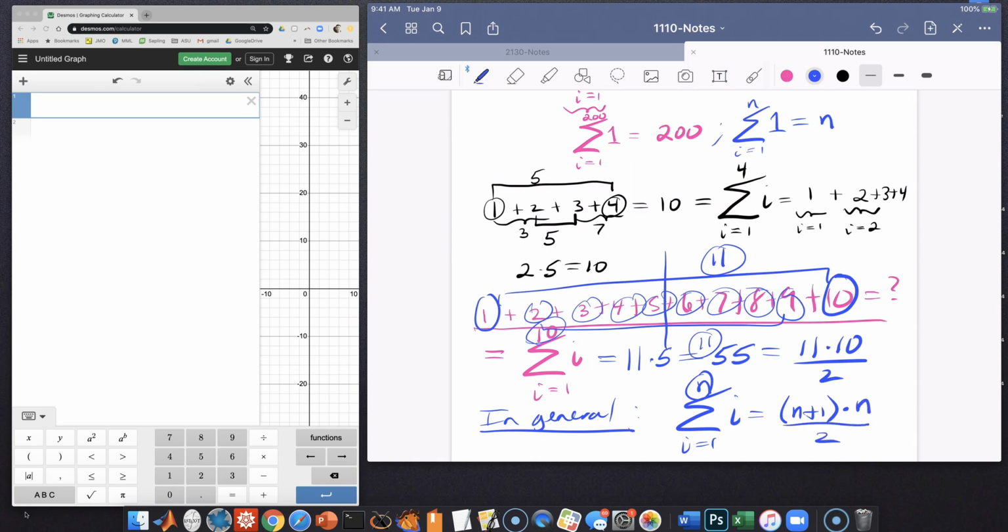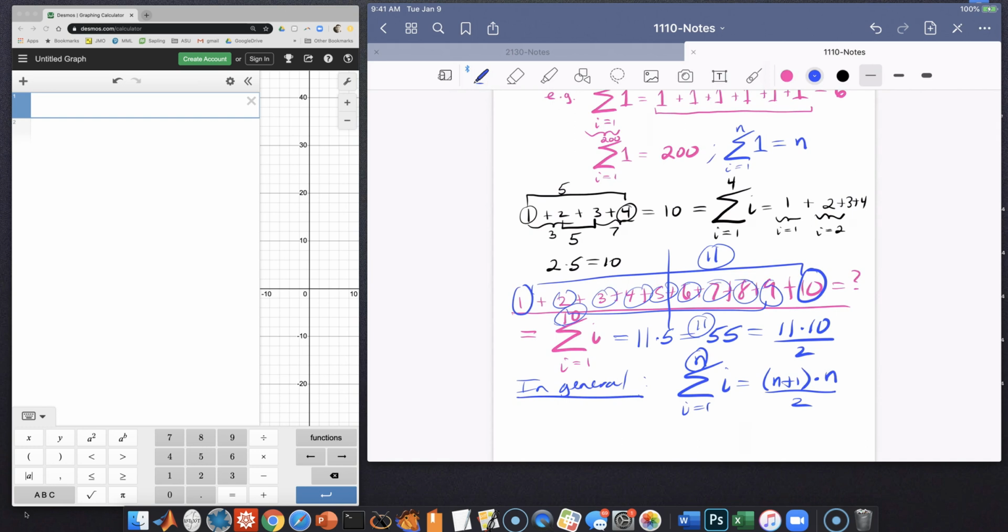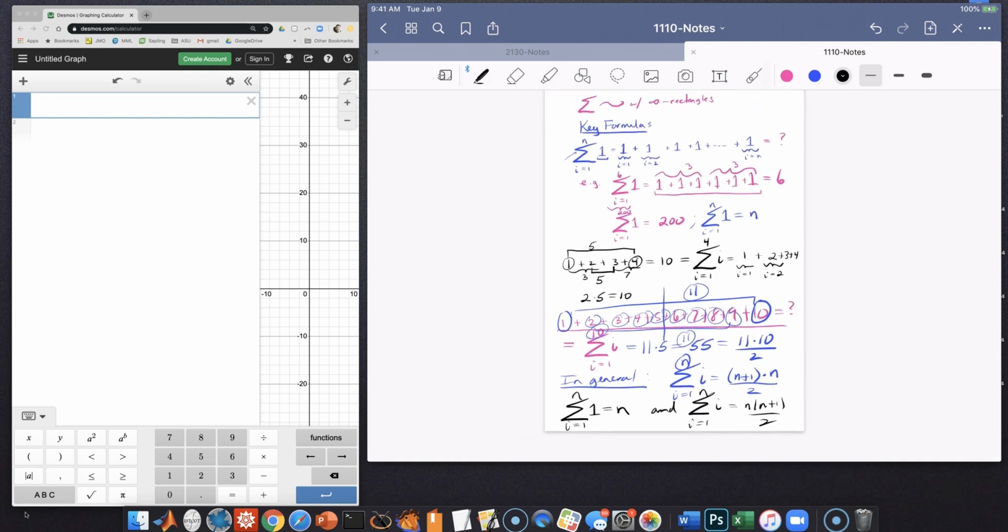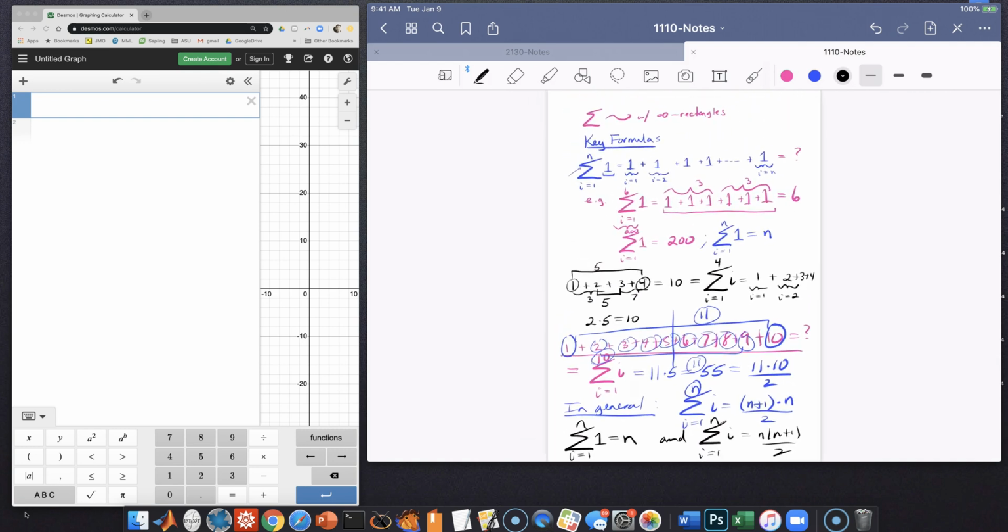So here we have two very important formulas that we're going to use when it comes to adding up an infinite number of rectangles. The sum of i from 1 to n of 1 adds up to n, and this other formula: if you add up the numbers from 1 to n of i, that will be n times n plus 1 divided by 2. We will show how to use these two formulas in the next video.